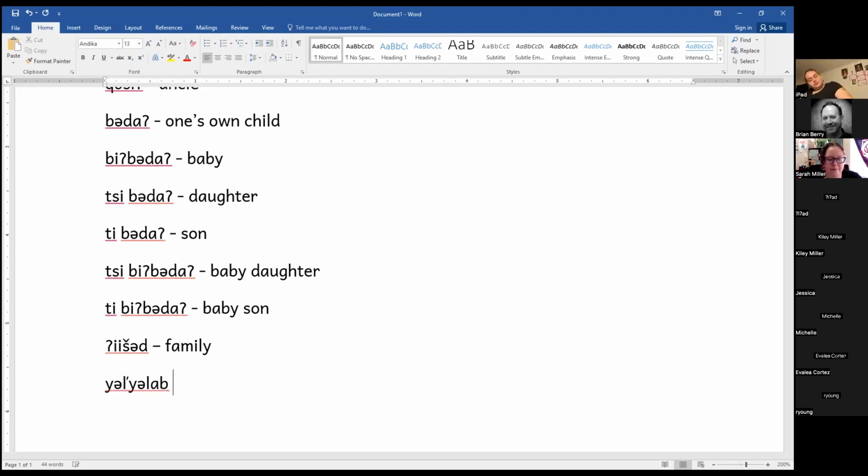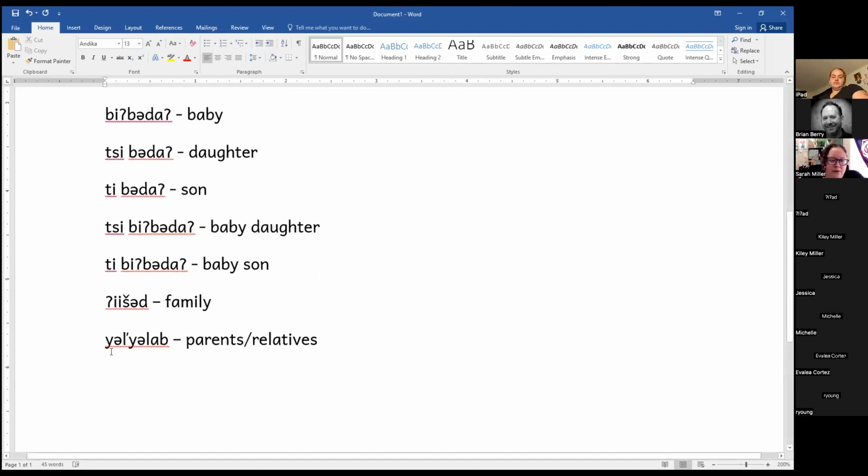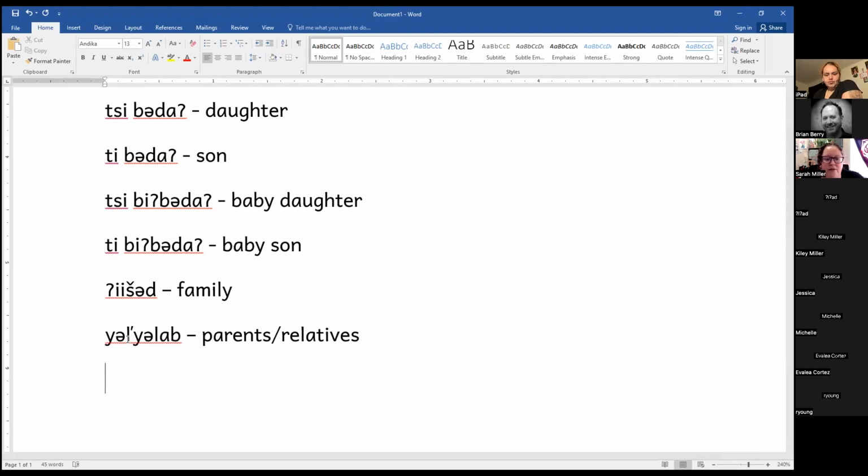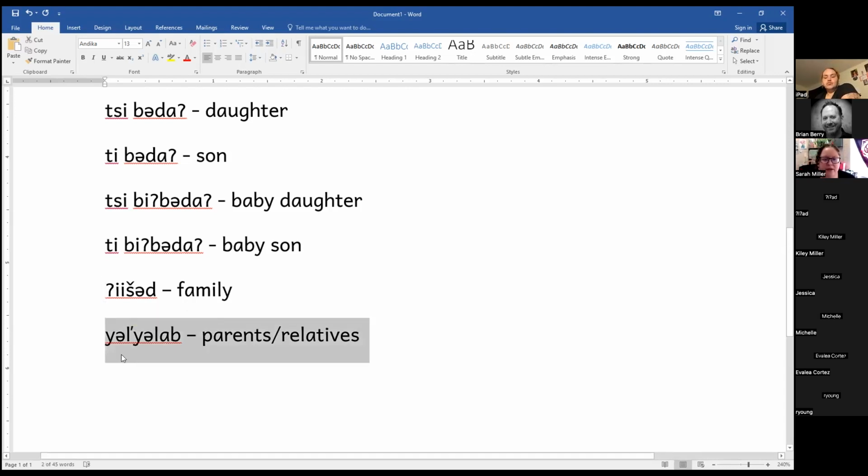And then Yot Yalab. Yot Yalab can be either parents or relatives. So you'll notice, zoom in a little bit, that this L has that apostrophe. That's a glottalized L. So you're going to kind of stop when you're saying that. Yot. And then you'll say the rest of it. Yalab. Yot Yalab. So E should or A should. Yot Yalab.